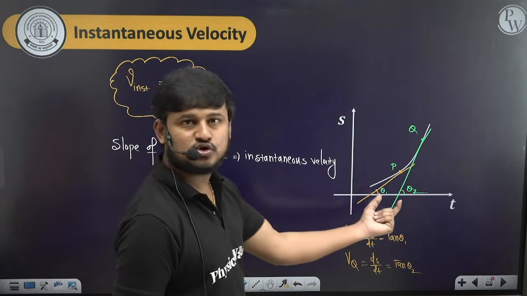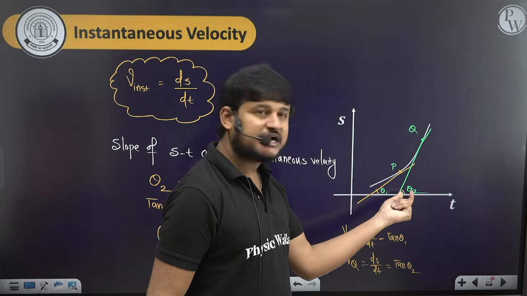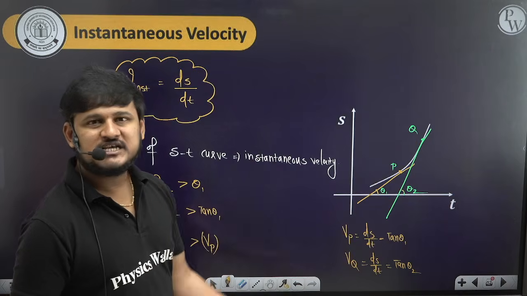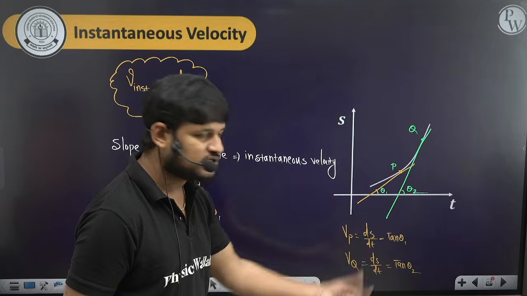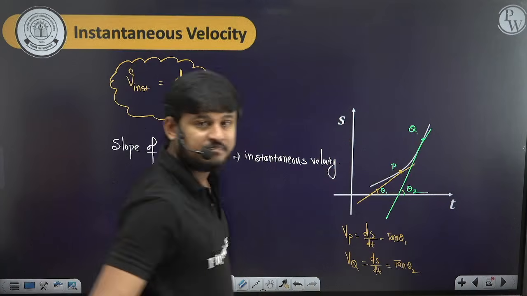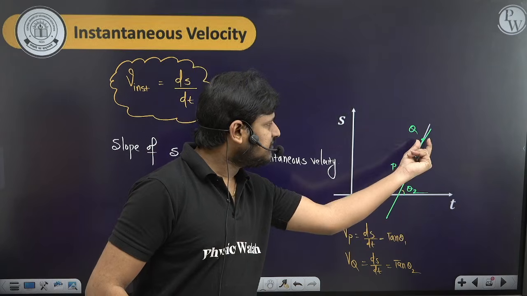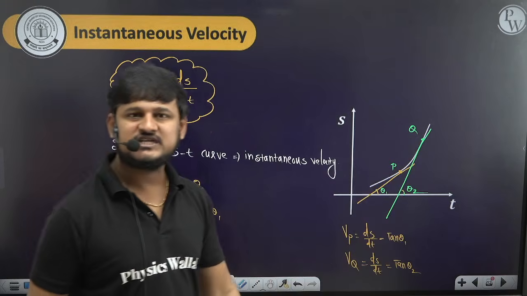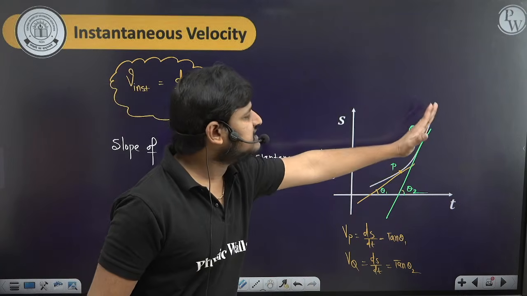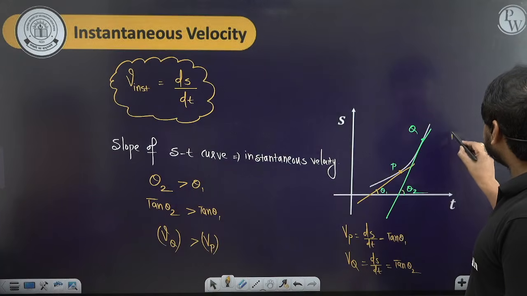So just analyze the slope. This is a positive slope, theta 1, because it's an acute angle. Theta 2 is again an acute angle. For acute angles, tan is going to be positive. That's why the slope is positive here, and if the slope is positive, velocity is positive. So these two velocities are positive, and which one is greater? Wherever the slope is more, there the velocity is more. Here at Q the slope is more, so the velocity at Q is more than the velocity at P. That's why we can say the body is increasing its velocity. From this graph we can analyze that: this is an increasing velocity graph.